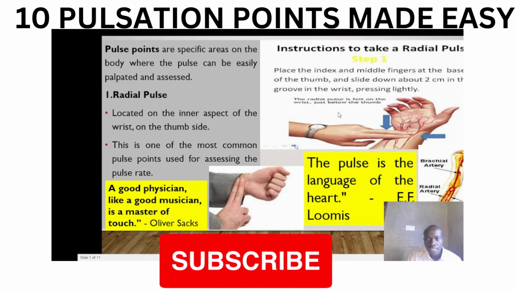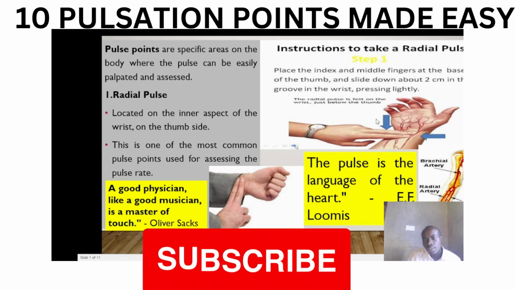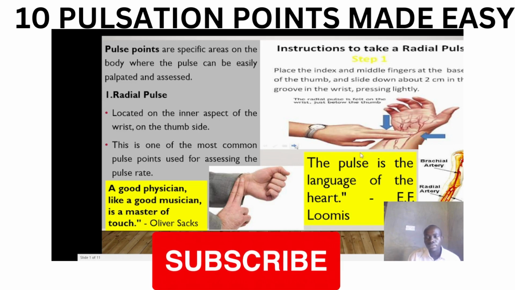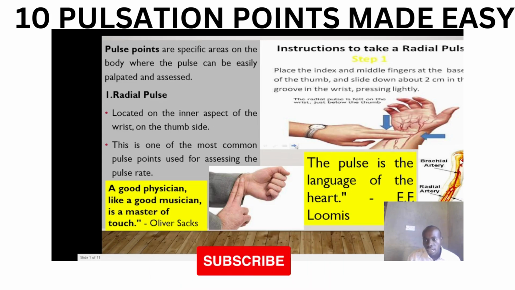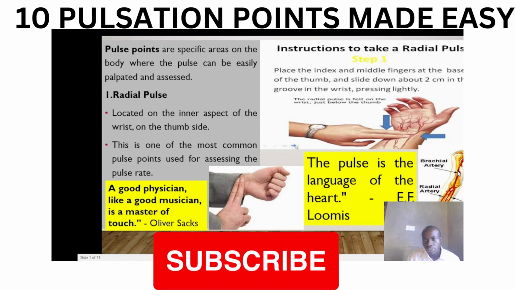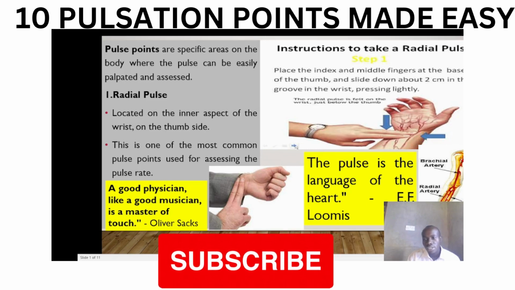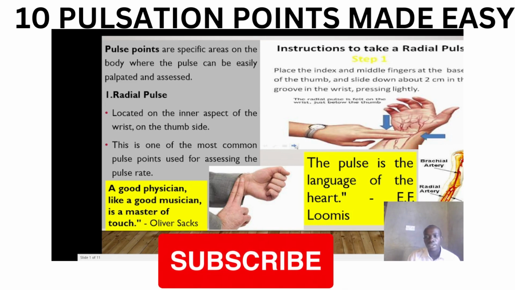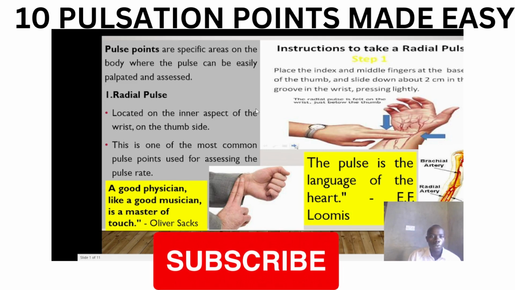Okay, so the radial pulse is felt on the wrist just below the thumb, and that is what you are able to get. Remember, the radial artery comes from the brachial artery. Brachial artery branches into radial and ulnar. So the radial artery is on the thumb side, whereas the ulnar is on the small finger side. Next, we go to number 2.